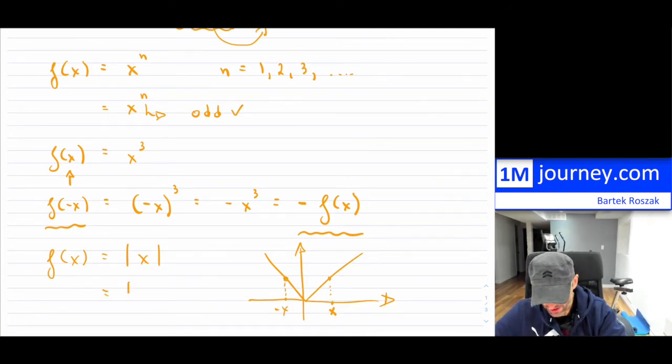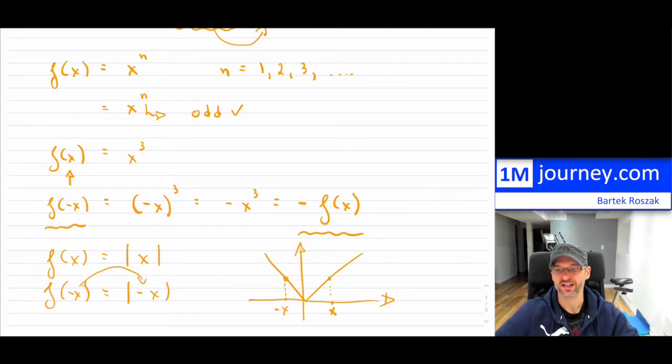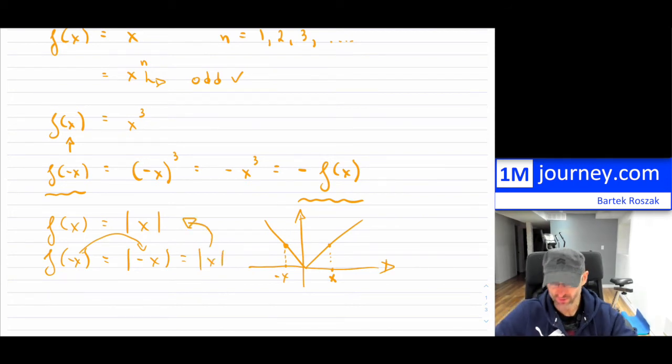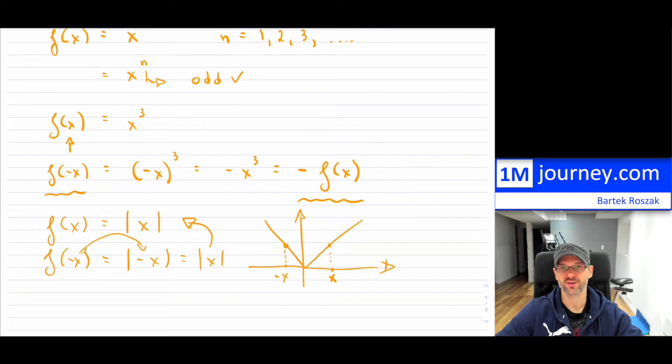Why? Because if I take f at negative x and substitute it back in here, what does the absolute value do? The absolute value just takes the x on its own, and therefore it is equal to f of x. So that's what you have here.